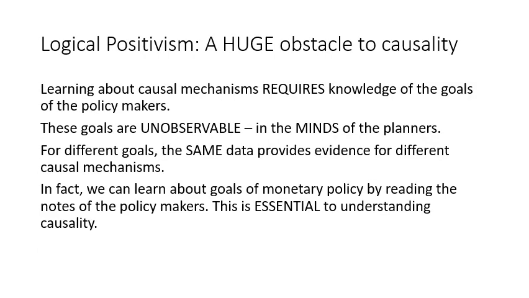So we are arguing that we learn about causality from goal-oriented actions, and goals are in the minds of the agents, so they are fundamentally unobservable. That is why the empiricist and logical positivist philosophies, which continue to dominate the minds of people, that only the observables matter, are a huge obstacle to learning about causality.